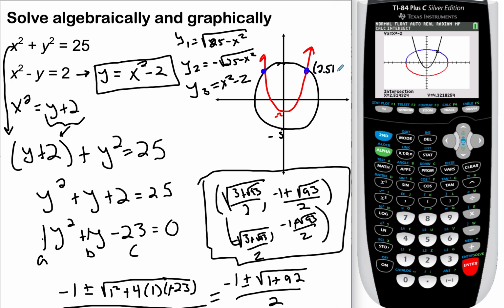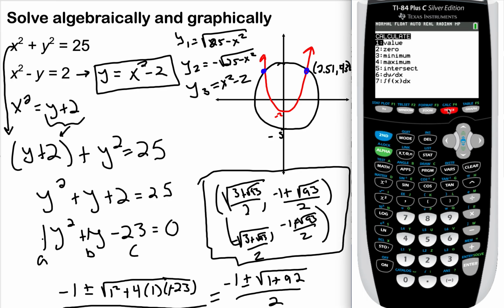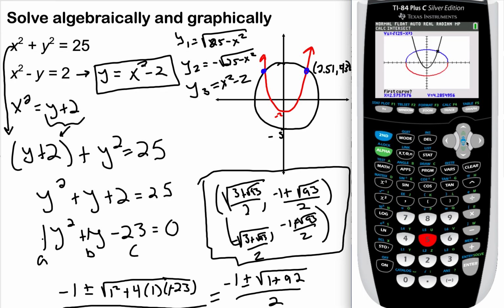2.51, 4.32. Okay? Over here, let's try it again. Trace, intersect, first curve, second curve, guess. Okay? Nice. So negative 2.51, 4.32.